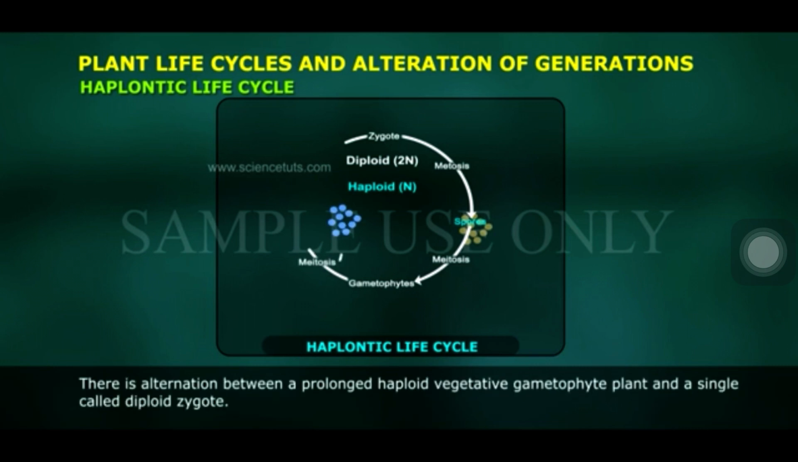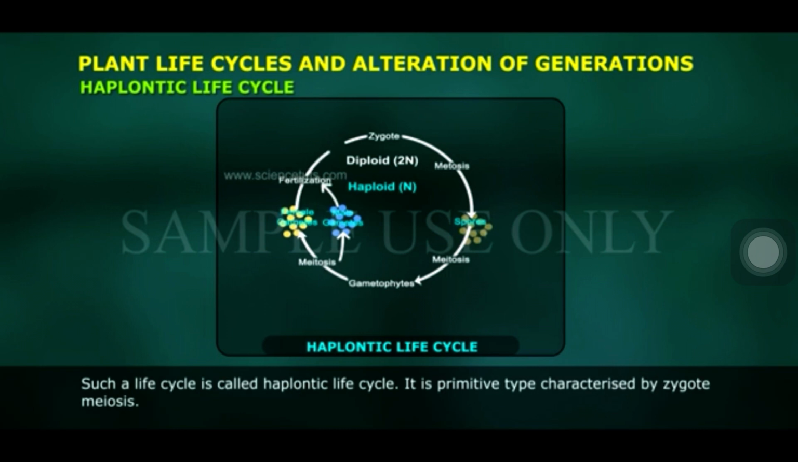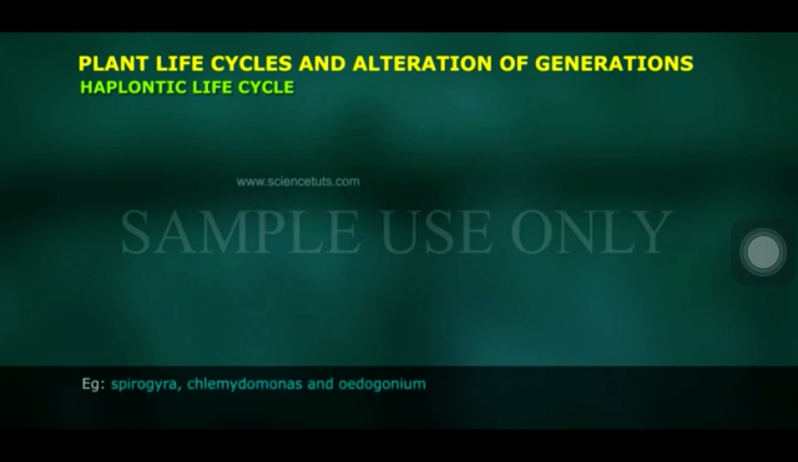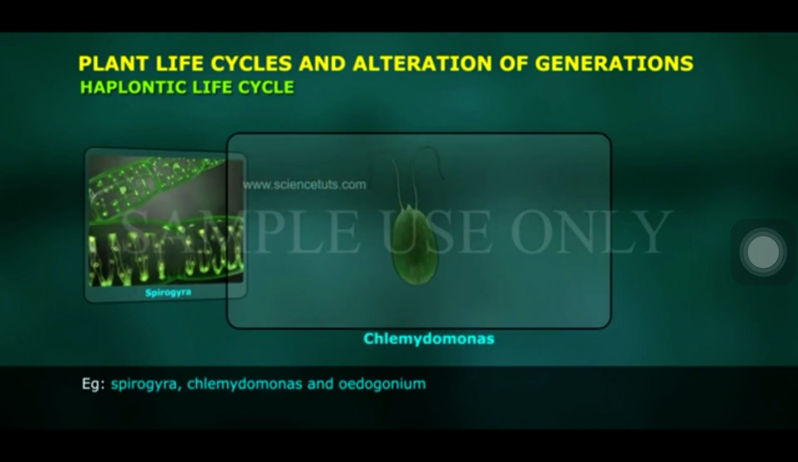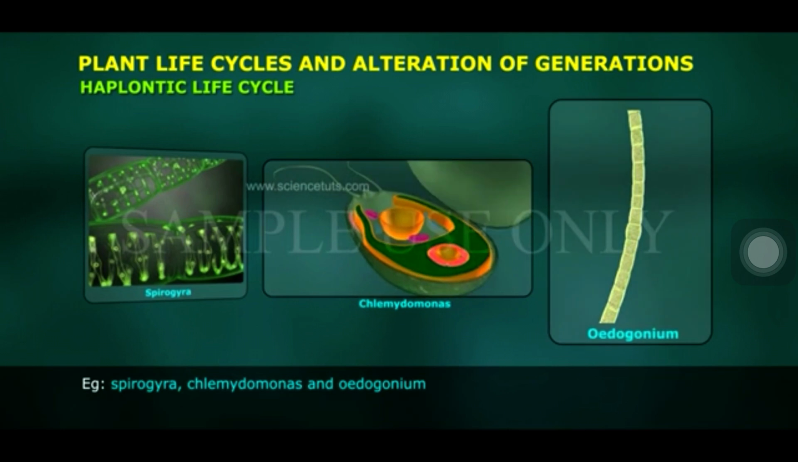There is alternation between a prolonged haploid vegetative gametophyte plant and a single-celled diploid zygote. Such a life cycle is called a haplontic life cycle. It is a primitive type characterized by zygotic meiosis. Examples: Spirogyra, Chlamydomonas, and Oedogonium.